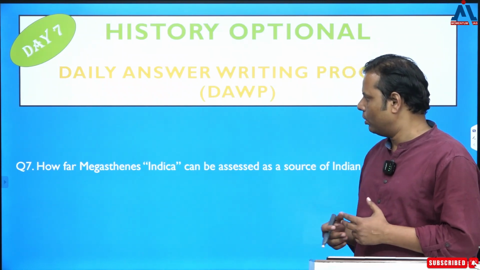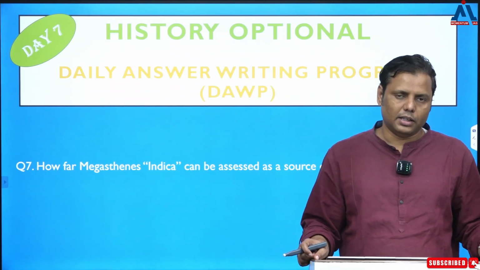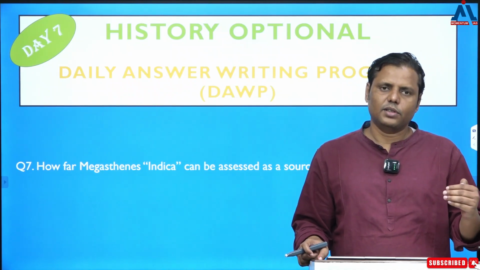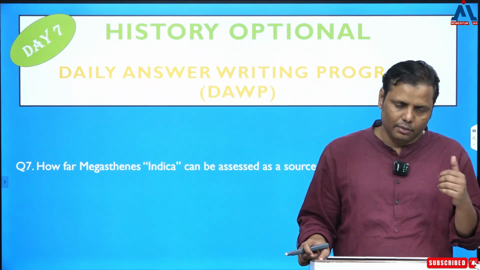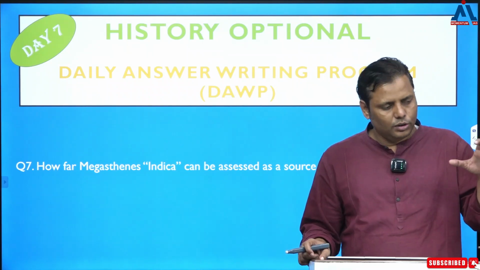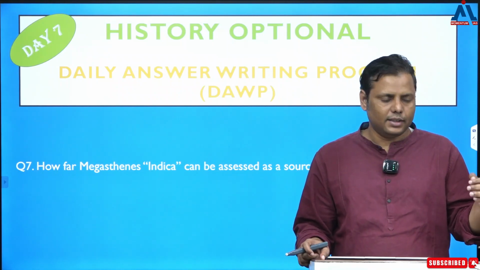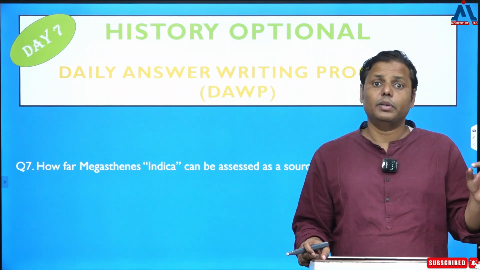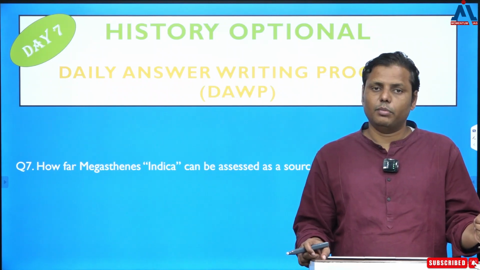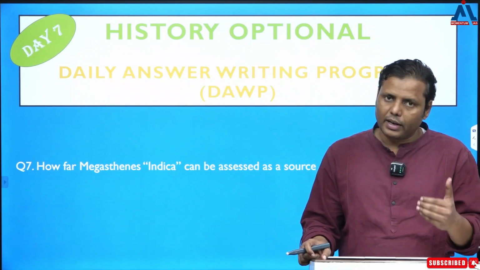And when it comes to the body part, it should be divided into 2-3 parts. In the body, first of all we need to write what sort of information is being provided by Indica. We can classify the information into a couple of categories such as geographical information, political information, economic information, social information, cultural information, right? These are various things that should be divided in this way.